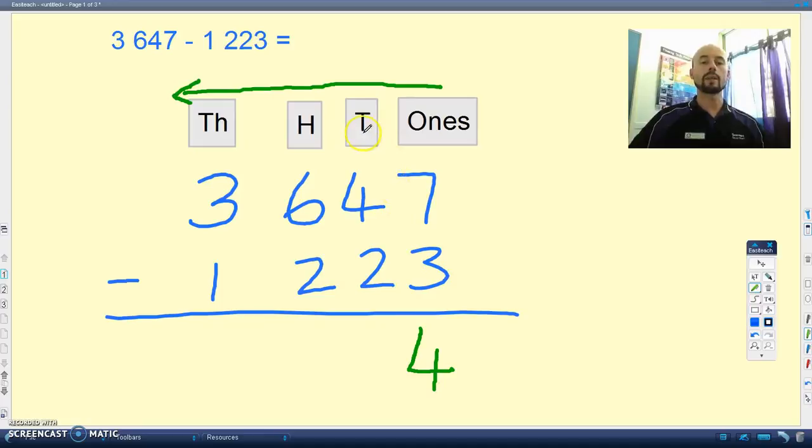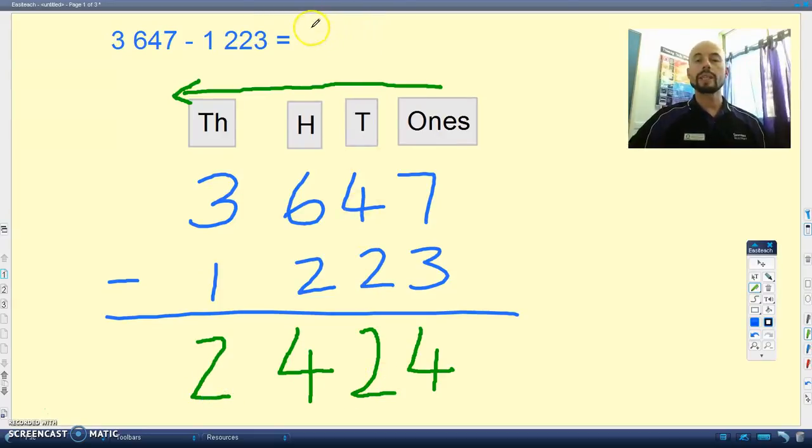Let's go to the tens now, move along to the next house. 4 take away 2. Easy, I know what that is, it's 2. So I write my answer there. Move on to the next house. 6 take away 2 is 4. So I go ahead and write that, keeping it in line in the hundreds column. And on to the next house, the thousands. 3 take away 1, and I've got 2 as the answer. So pretty easy, my answer is 2,424.